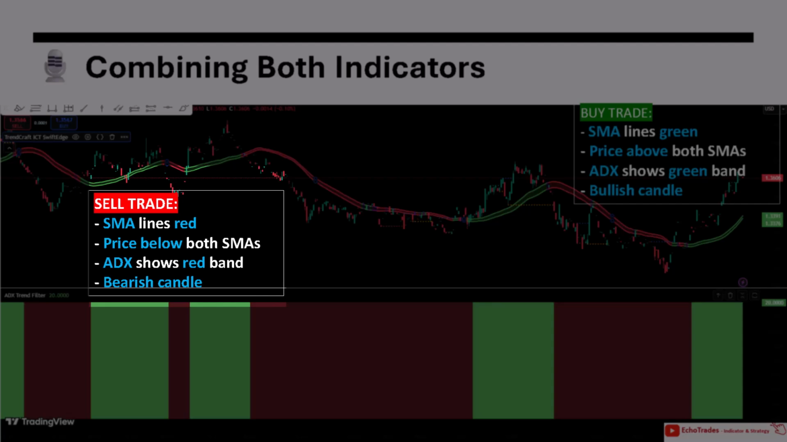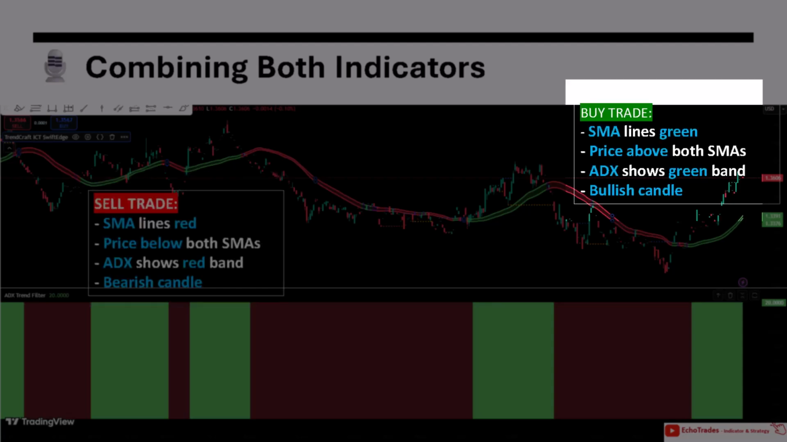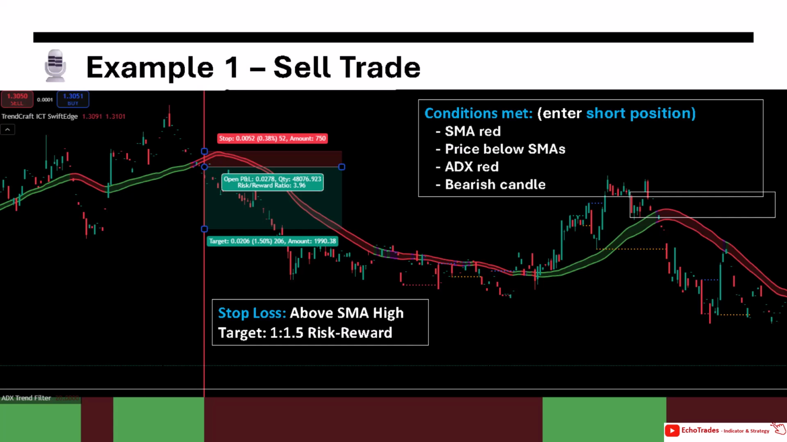Exactly. And for a BUY entry, just flip it. Both SMA lines green. Price is above both green lines. The ADX MA band is green. And confirmed with a bullish candle closing. Upward pressure. Okay, alignment. Makes sense. So conditions met, you're in the trade. What about managing it? Stop loss, target.